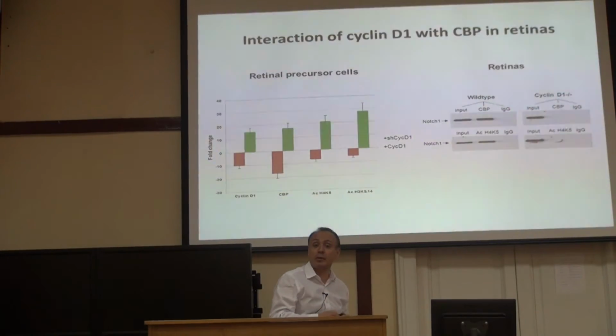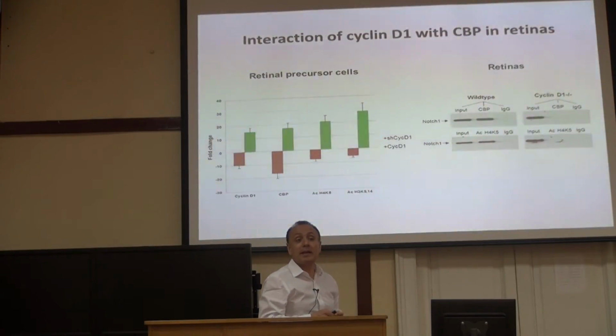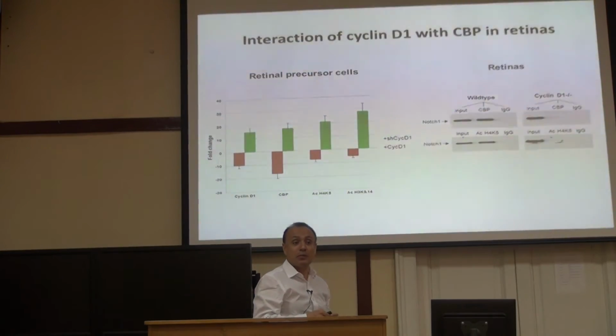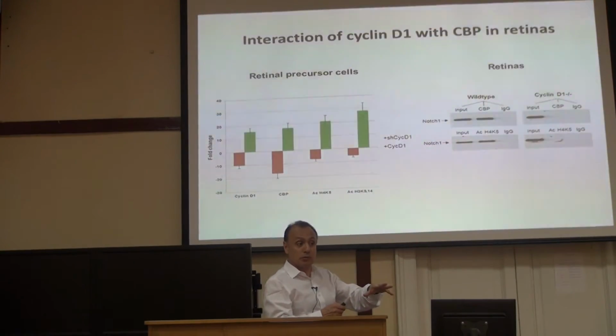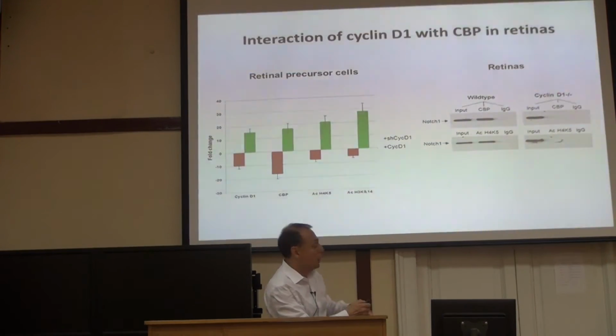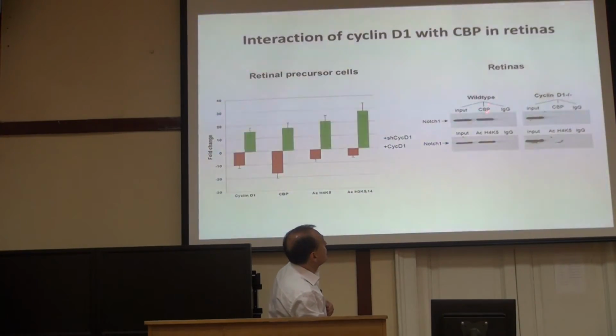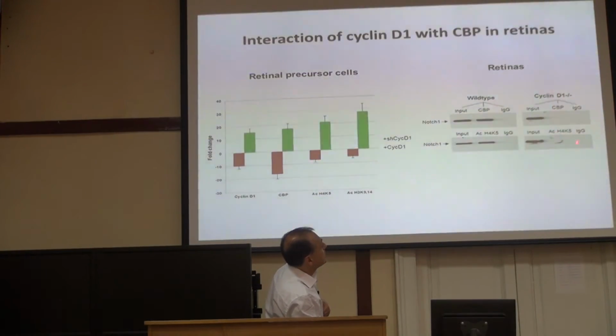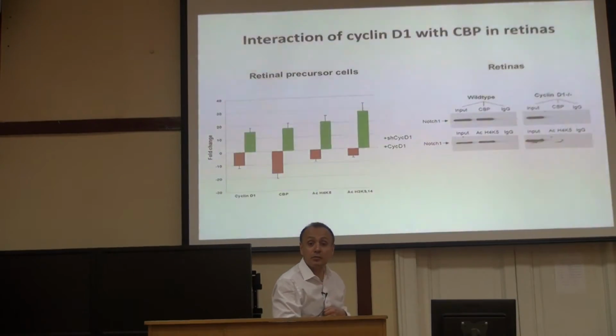I think this is the most important one. Here we are looking at the retinas of mice, where we are immunoprecipitating different proteins and PCRing the Notch promoter. So we are seeing who is sitting on the Notch promoter. In wild-type retinas, you have CBP sitting on the Notch promoter. In Cyclin D1 knockout retinas, there is very little CBP sitting on the Notch promoter. In wild-type retinas, you have acetylation of those histones that are CBP dependent. In Cyclin D1 knockout retinas, this acetylation is greatly reduced.